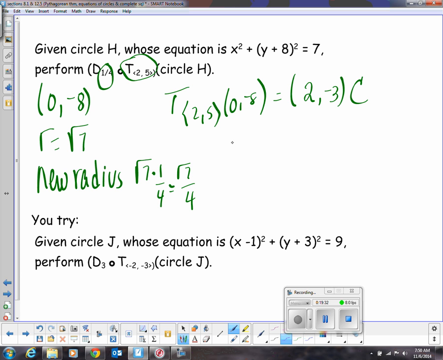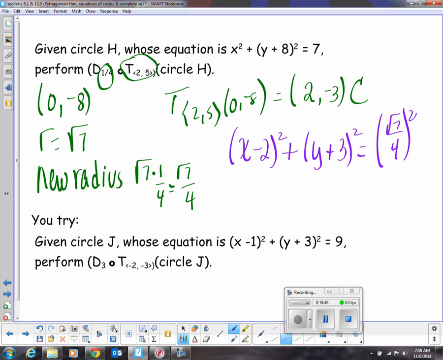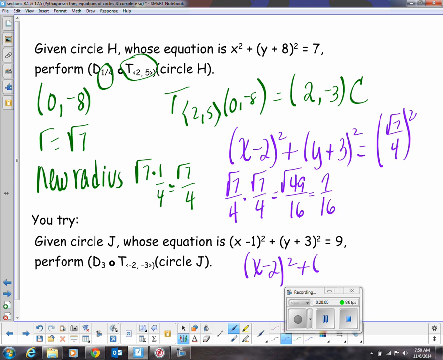So now what we're going to do is we're going to say x minus the new center squared plus y minus its new coordinate squared is equal to the square root of 7 over 4 squared. Now what does that mean? That means square root of 7 over 4 times square root of 7 over 4. Top times top, bottom times bottom. What's the square root of 49? 7. So I want the final form to look like x minus 2 squared plus y plus 3 squared is equal to 7/16. Okay?